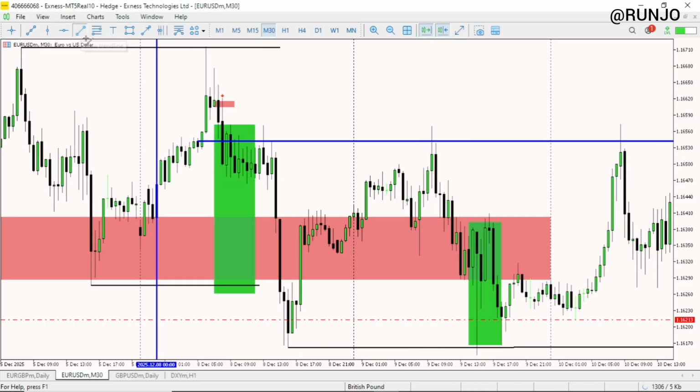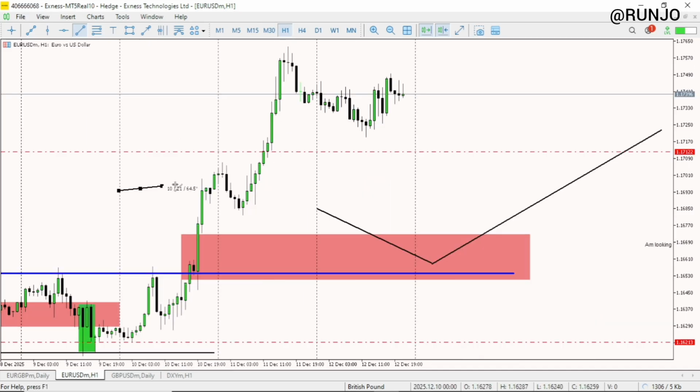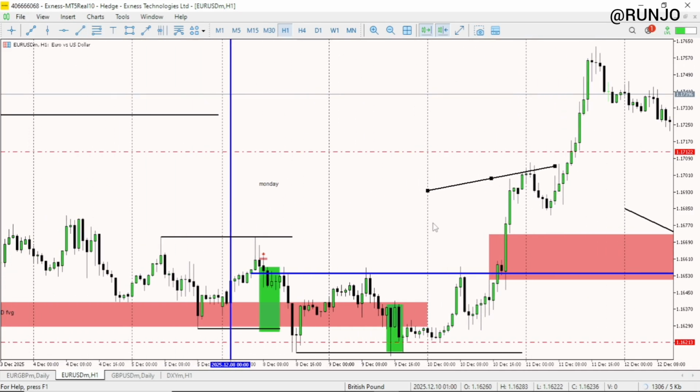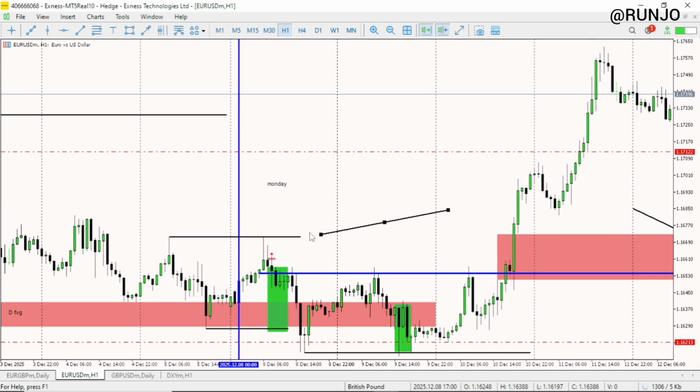Now this is what I saw. The market was ranging within this range, and also at this level. Let me take it to the 1 hour. I saw the market finding resistance at this level.